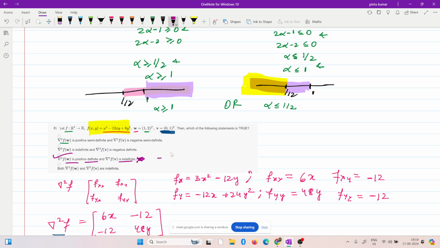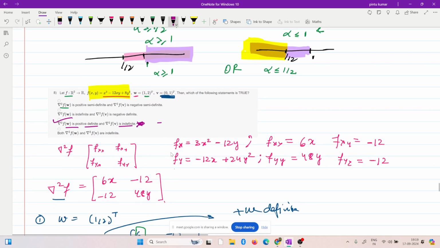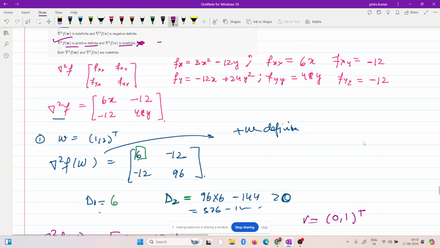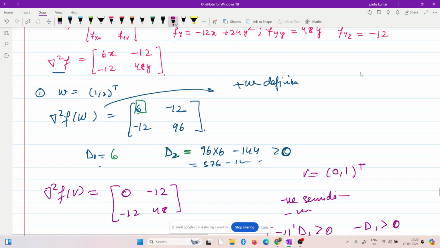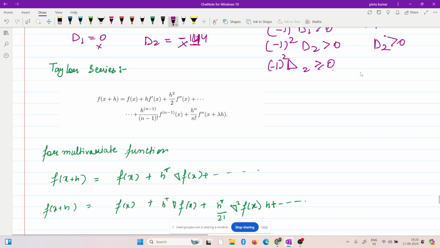So the C option is correct: at point W it is positive definite, and at point V it is indefinite. So when do you call a function convex? If it is positive definite at some points and negative definite at others, then it is not a convex function. Only if it is positive semi-definite for all points do you call the function convex.